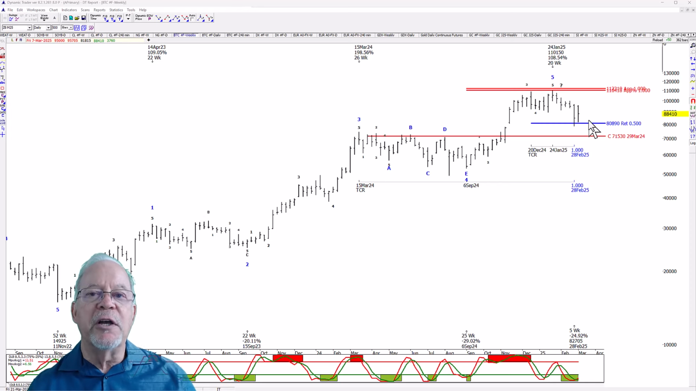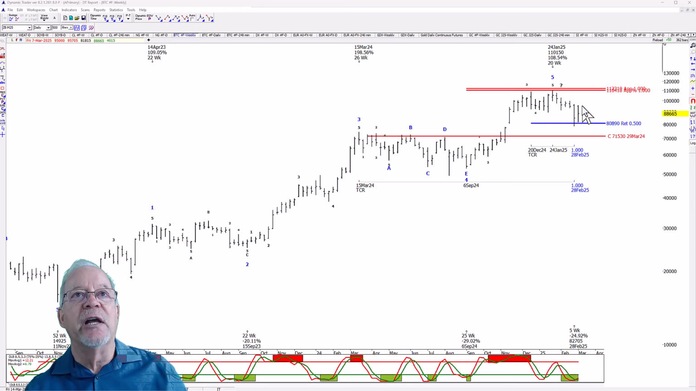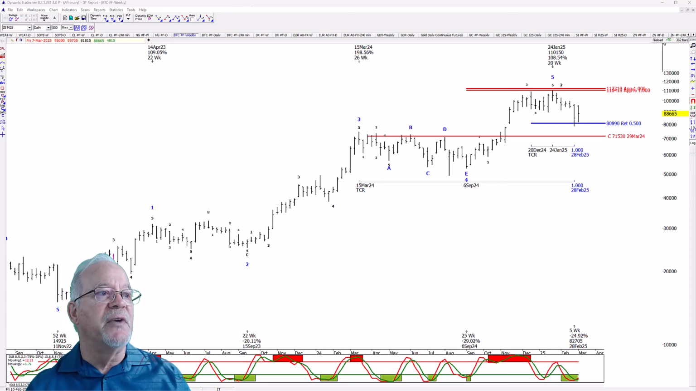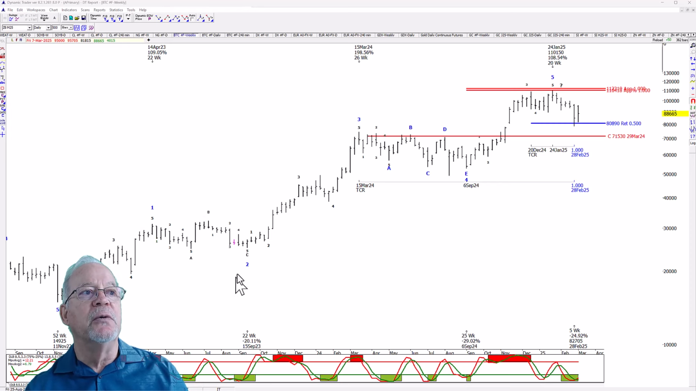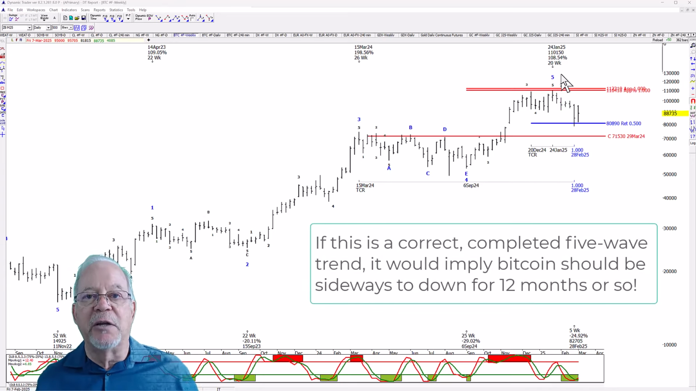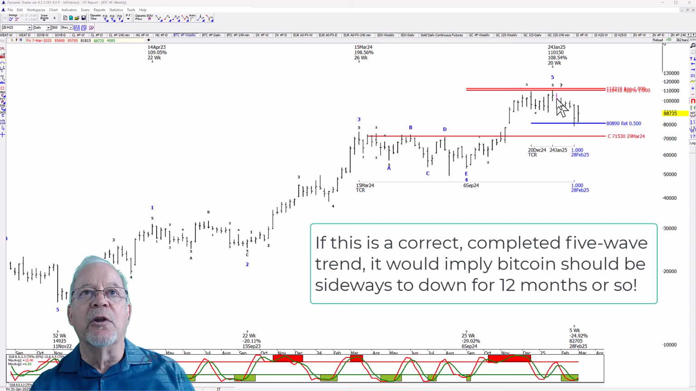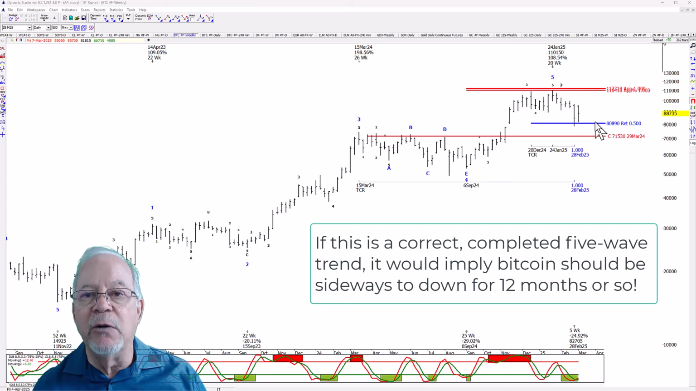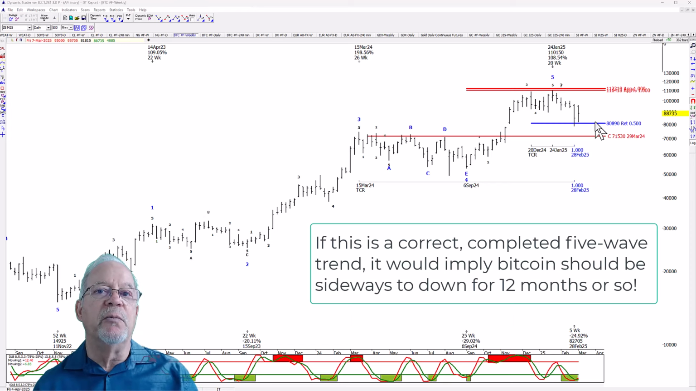Well, the market itself said that's probably not going to be the case. Look how I have this labeled. If you're familiar with Elliott Wave, I got a full 5-wave count off the November low, 1, 2, 3, 4, and 5 into the January high. What would that mean if that were correct from an Elliott Wave perspective? It would mean that more than likely Bitcoin's going to be sideways to down for 12 months or more.